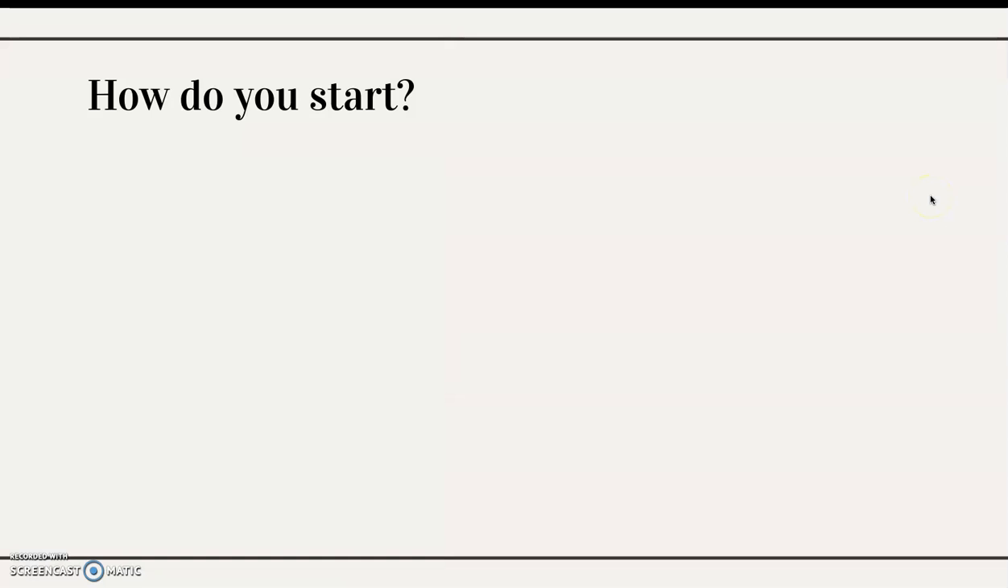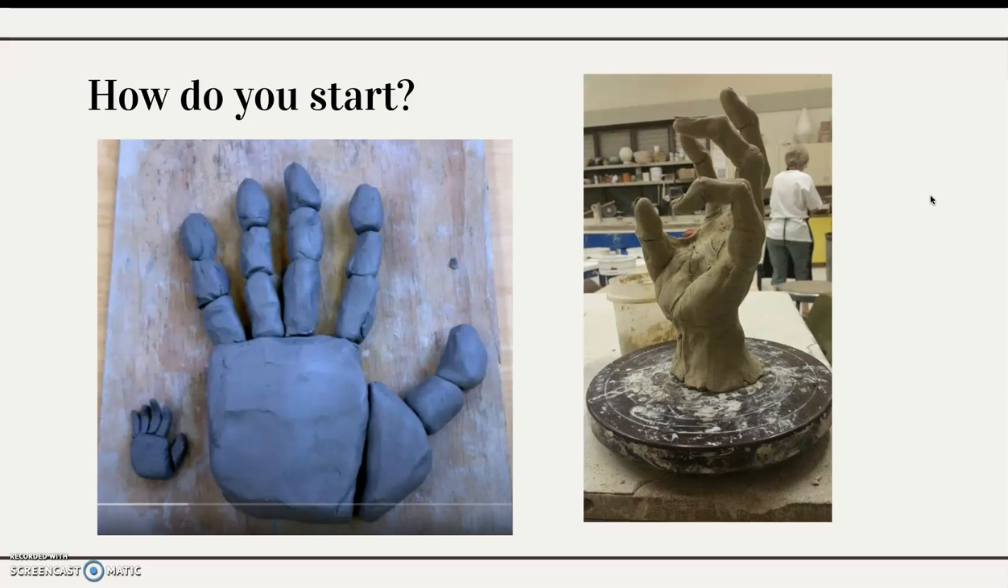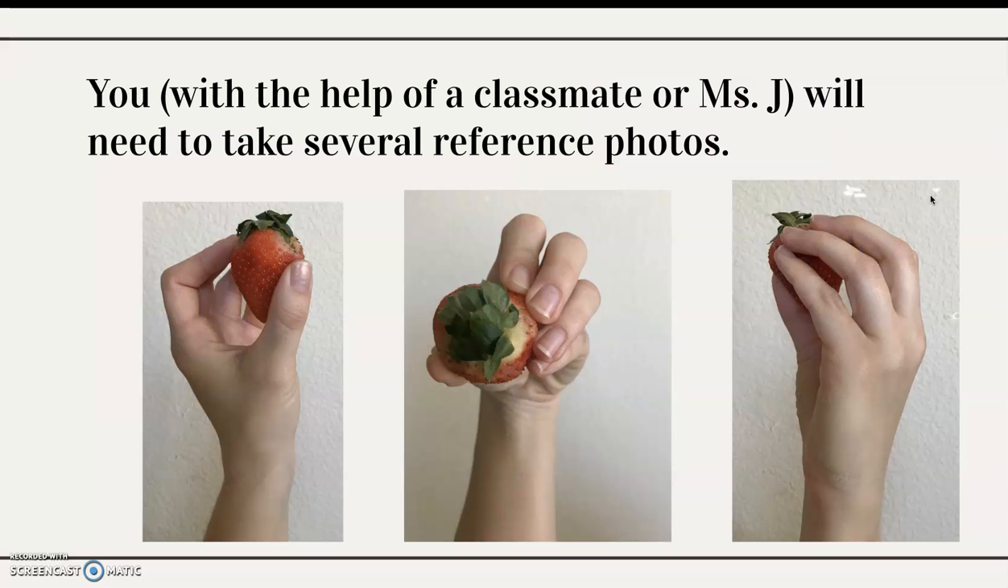So how do you start? First, again, we have been spending some time looking at the parts of the hand, practicing just a hand on its own. But first, think about what object you want your hand to hold. How is that hand going to hold the object? Once you've figured out that object, you, with the help of a classmate or Miss J, we're going to take several reference photos of your hand.